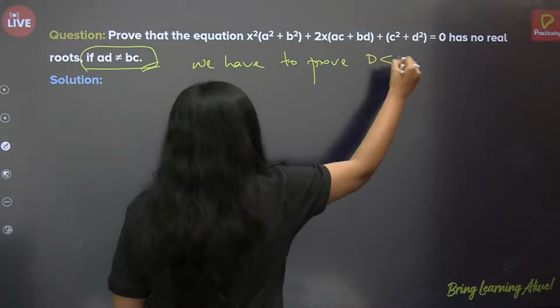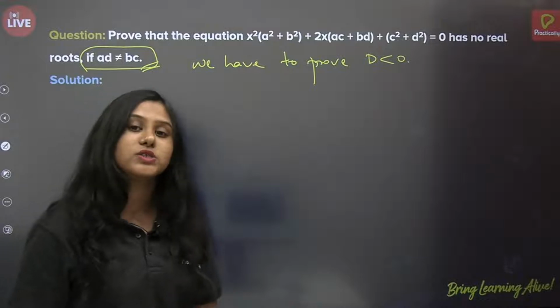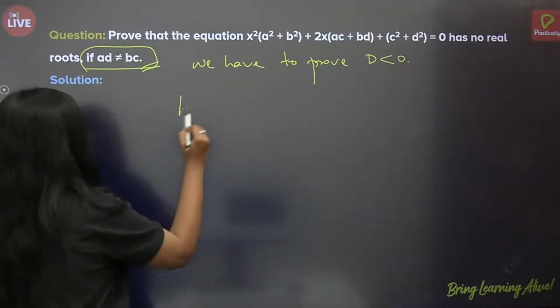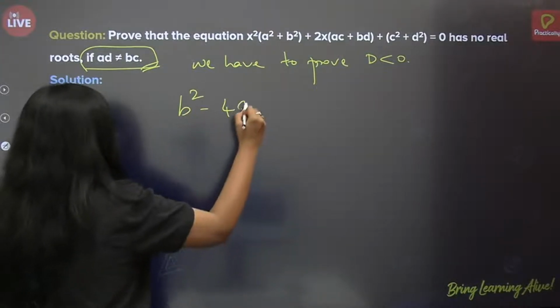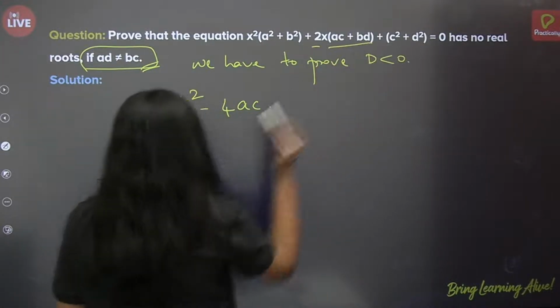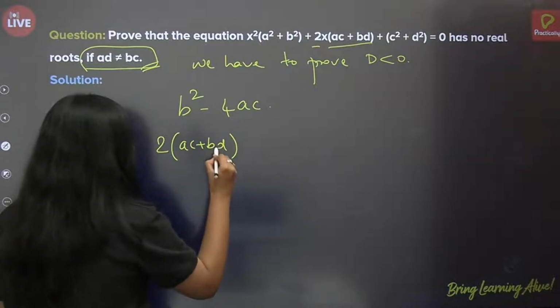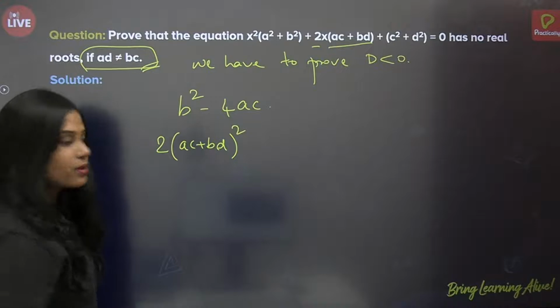Discriminant is less than 0, correct? So what is discriminant again? b square minus 4ac. Come on, first let's take what is b square minus 4ac. What is b here? 2 of ac plus bd, whole square. Okay.